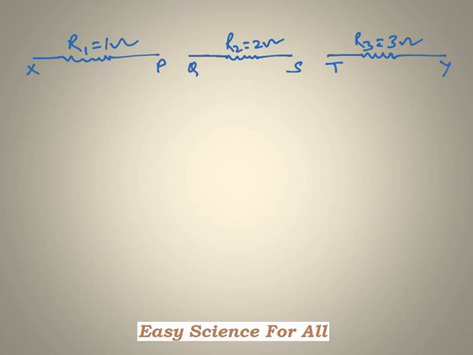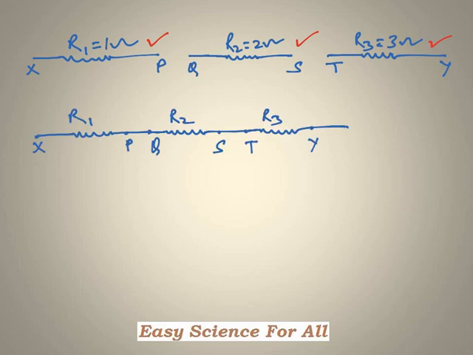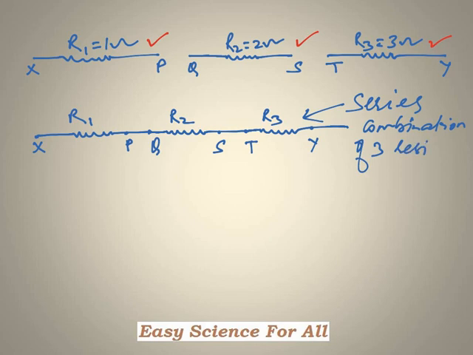Consider the following three resistors R1, R2 and R3, where R1 is equal to 1 ohm, R2 is equal to 2 ohm and R3 is equal to 3 ohm. Join these three resistances in series as follows. So this is a series combination of three resistors.